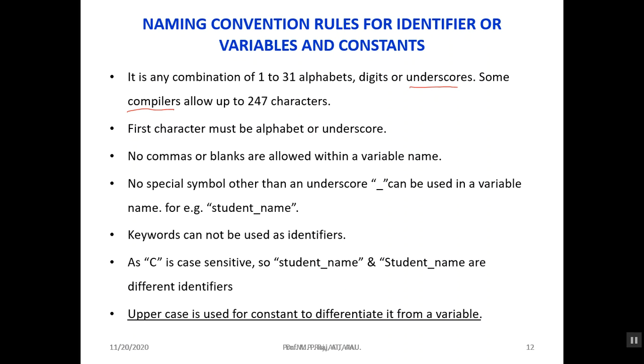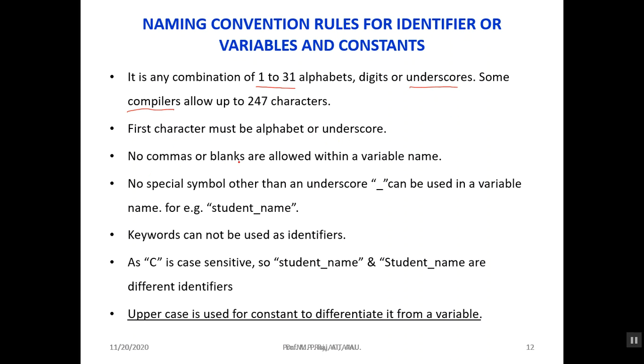Convert your English-like program into machine level instructions. So an identifier consists of a maximum of 31 characters, and these 31 characters can be alphabets, digits or underscore. The first character of your name must be an alphabet or underscore. It cannot be a digit.